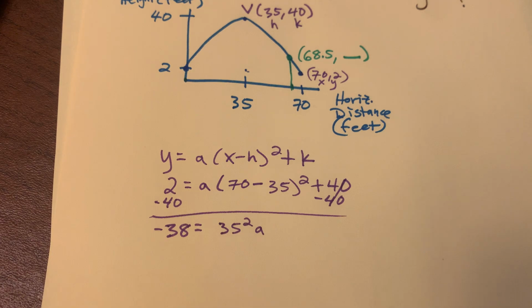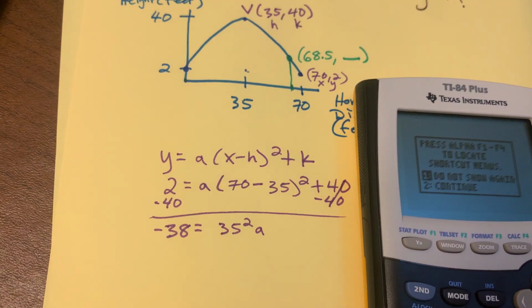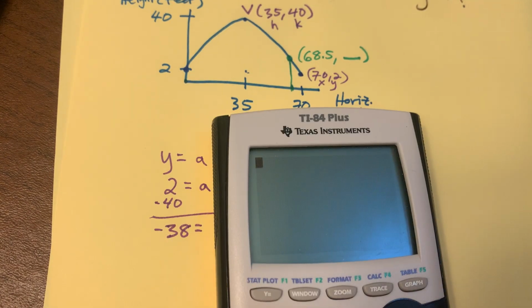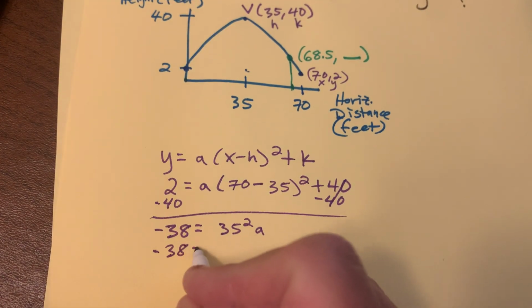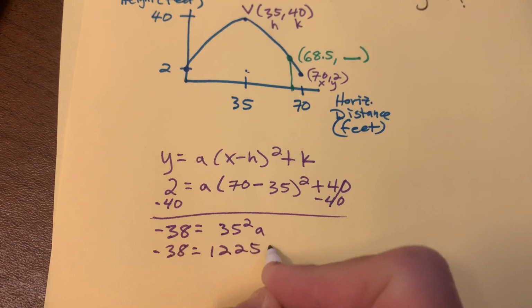Oh, I don't like the look of this already. Let's see if we can get it. Oh my goodness, what's going on? So I've got 35 squared, 1225. Okay, negative 38 is 1225a.